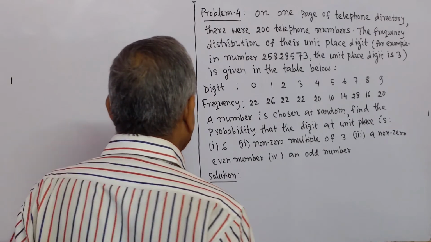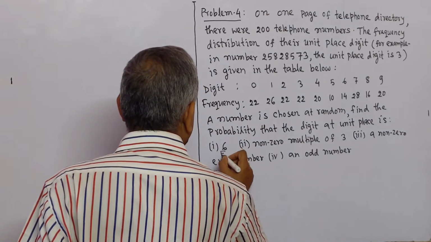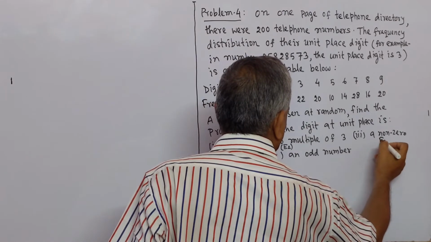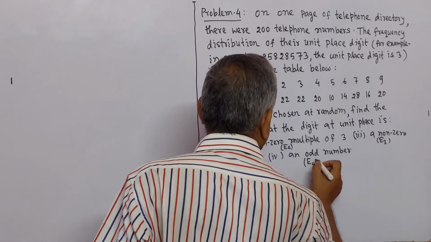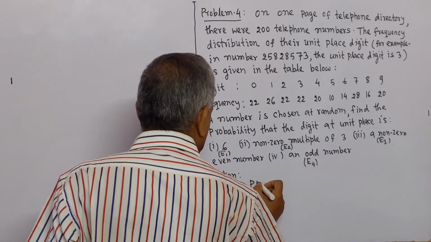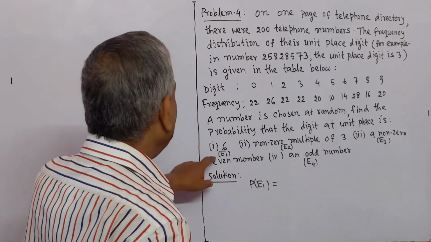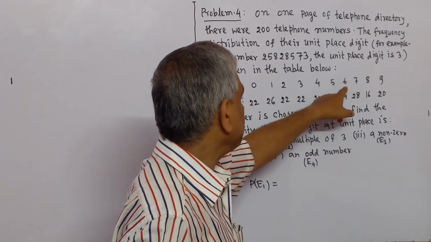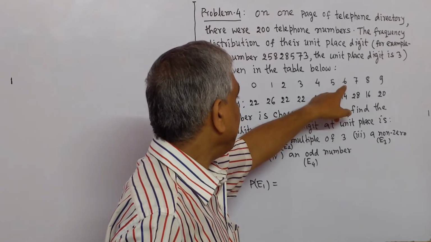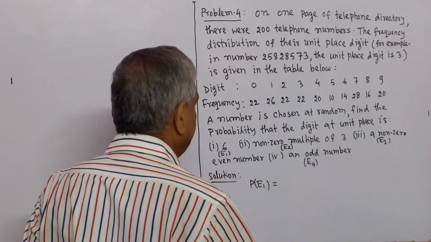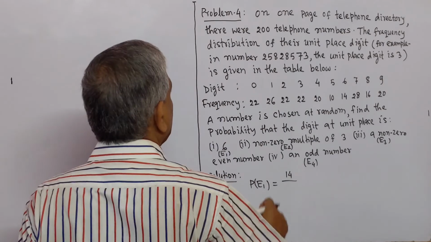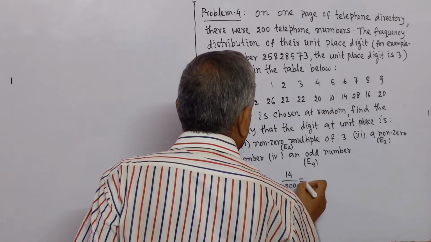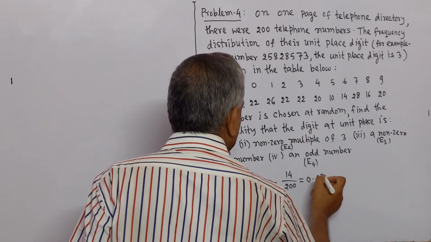Let us give names to the events. Number 1 be E1, number 2 be E2, number 3 be E3, number 4 be E4. Now we find P(E1). E1 is that the digit in unit place is 6. Here the digit in unit place is 6, and for this the number of numbers is 14. So we write here 14 by 200 telephone numbers. The total telephone numbers is 200. Here this is equal to 0.07.